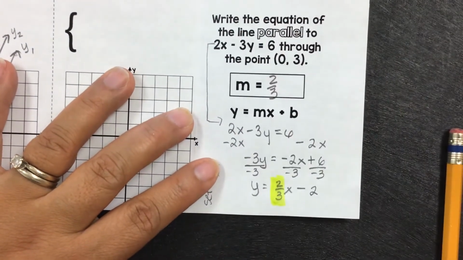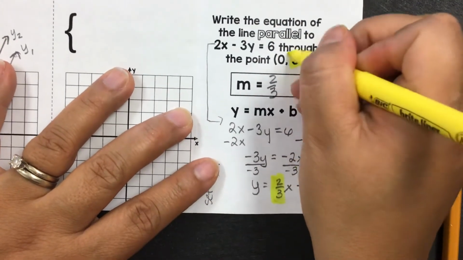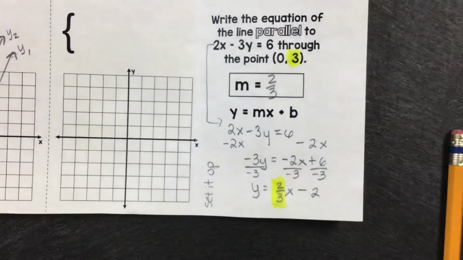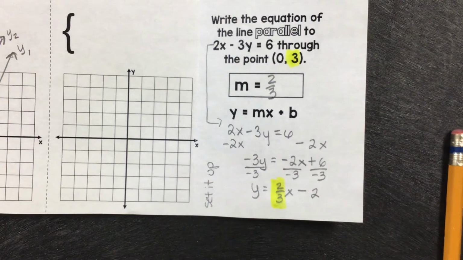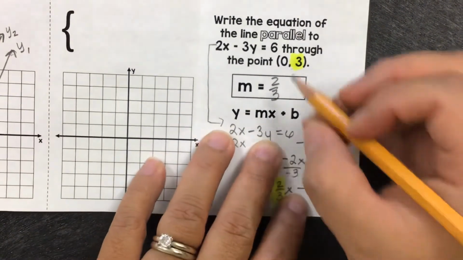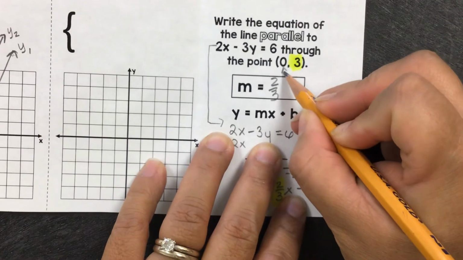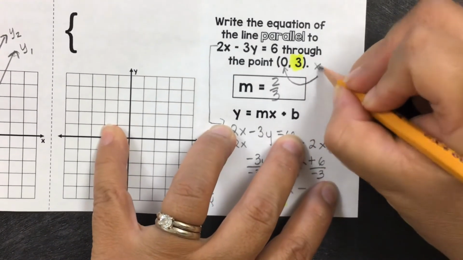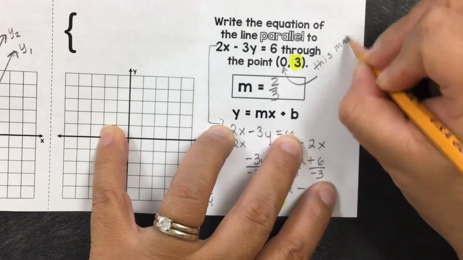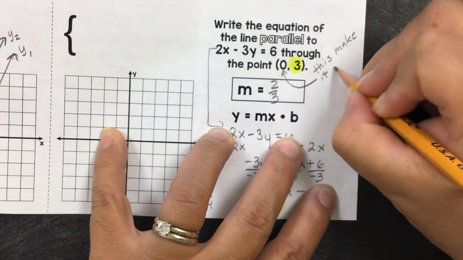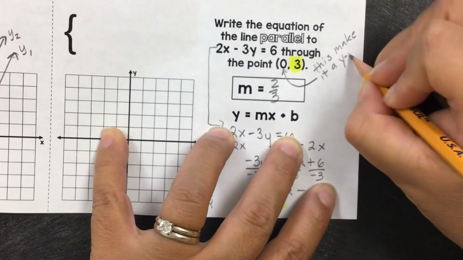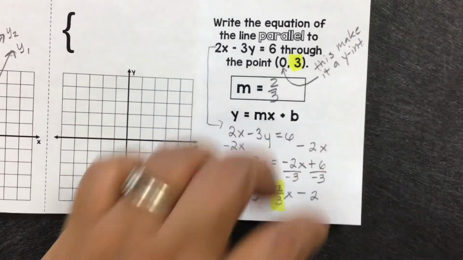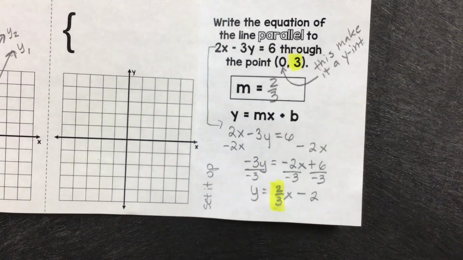I also want you to highlight this 3 right here. This is a y value, and since the x is 0, this is our y-intercept. So I want you to put the arrow right underneath the 0 and say, this makes it a y-intercept. Because the x is 0, the y value becomes our y-intercept.